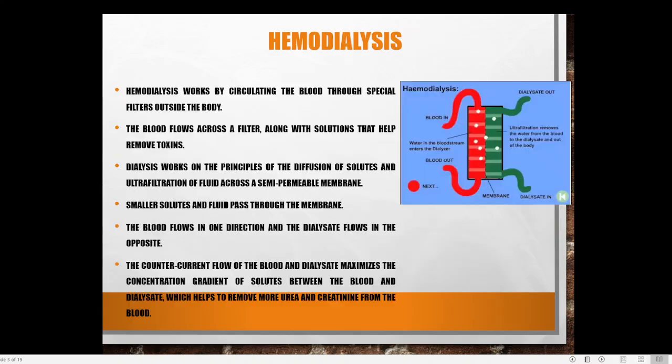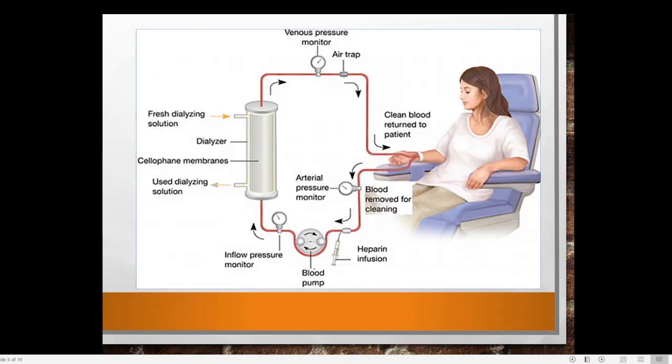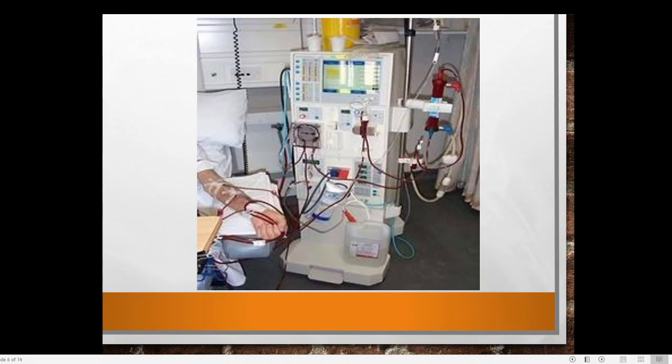Now we have the second method, that is haemodialysis. Haemodialysis is the most advanced type of dialysis. Here we will be using sophisticated instruments like this. This is a picture of a hemodialyzer machine. You can see that. Using this kind of sophisticated instrument, we will be able to carry out the hemodialysis.